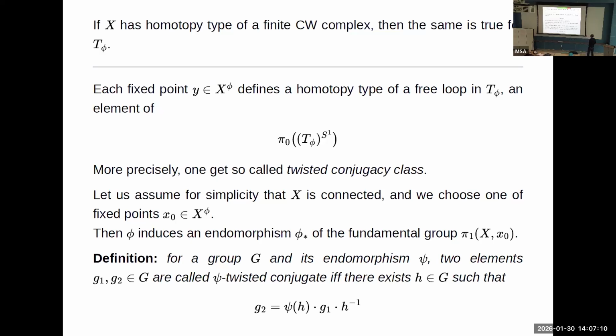Okay, so each fixed point defines a homotopy type of a free loop in the mapping torus. It is an element of the space of free loops, by zero, the space of free loops. In fact, when Nielsen developed the theory, he used a different terminology. He introduced the notion of twisted conjugacy classes. And it's a bit more precise description of what we have. We get twisted, it's not exactly the same thing. I'll explain the difference.